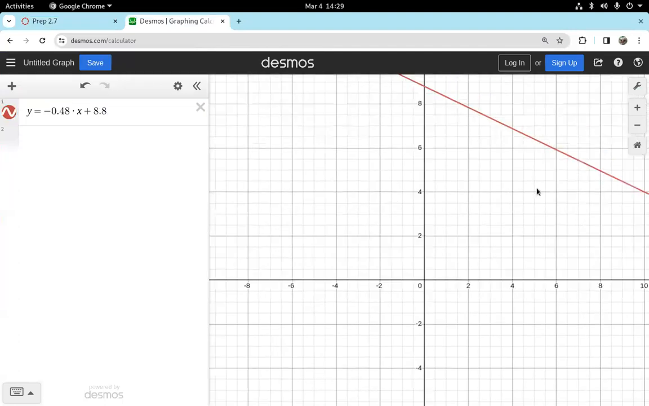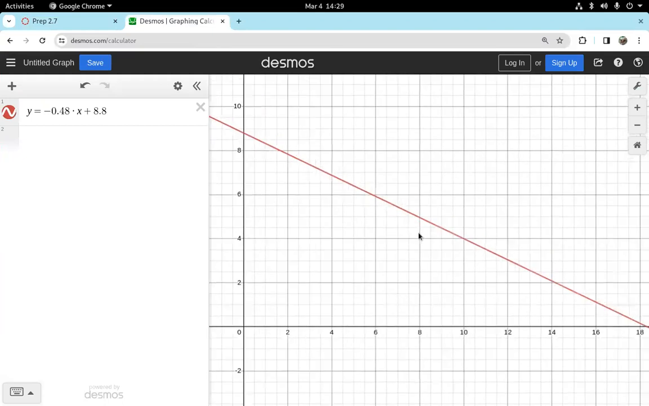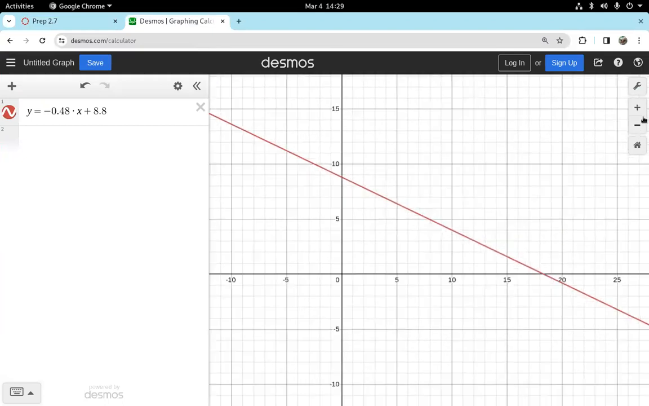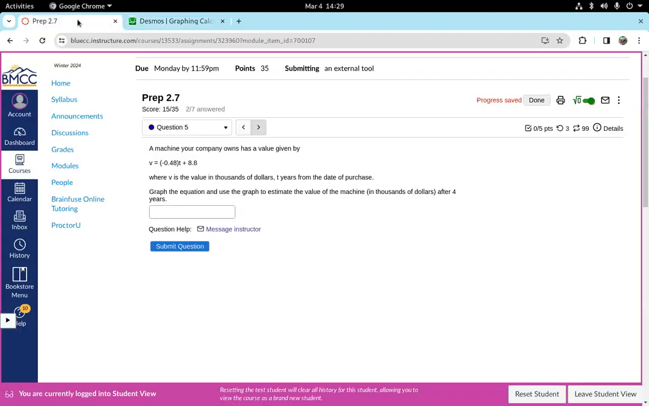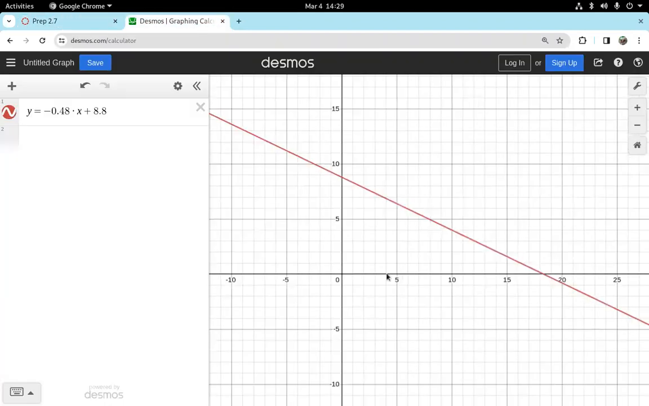And nice thing about this is I can click and drag and move it around, and I can zoom out or zoom in. And then I'm asked to estimate here the value after 4 years. So T is the years, so that would be my X. So that's 5. 4 would be over here, and that's 5 and that's 10. That looks to be about 7 on my graph. So I think this has the point 4, 7.